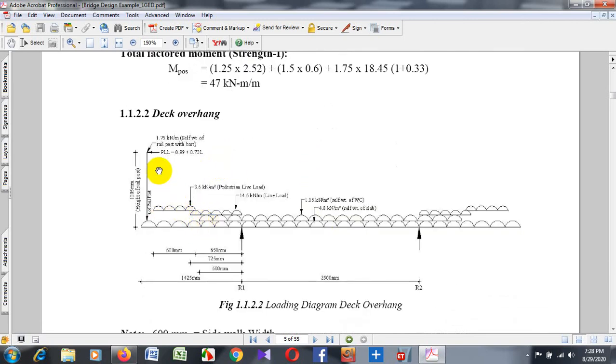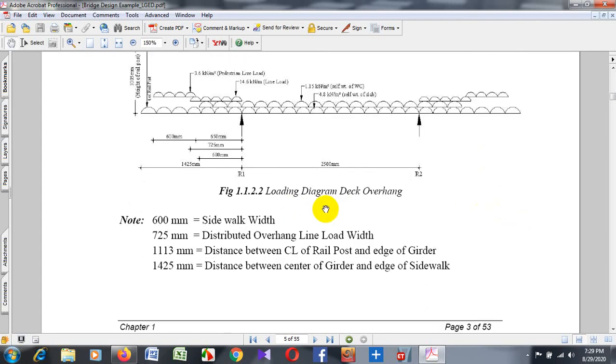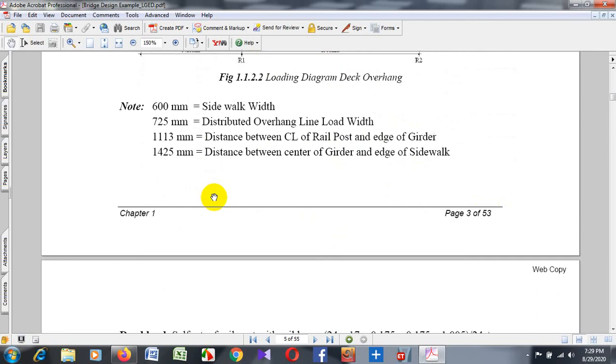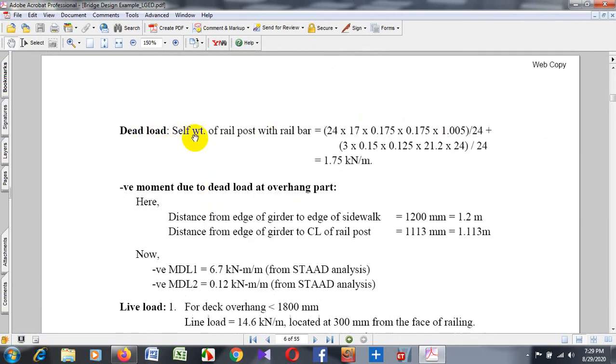These are the various portions of live load: pedestrian live load, lane load in kilonewton per meter, self weight of WC, self weight of slab. A similar procedure applies to this one. And the loading diagram of the deck slab. Actually, the deck slab is an overhanging construction with sidewalk width and line load, the distance between the center line of rail post and the center of girder, the distance between center of girder and the end of sidewalk, and now calculation of dead load.